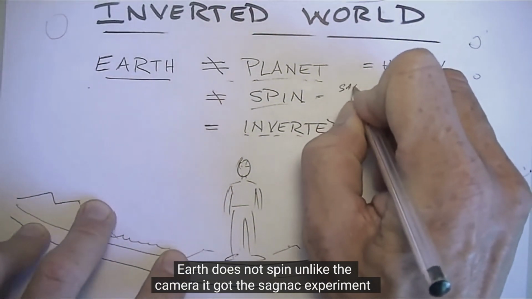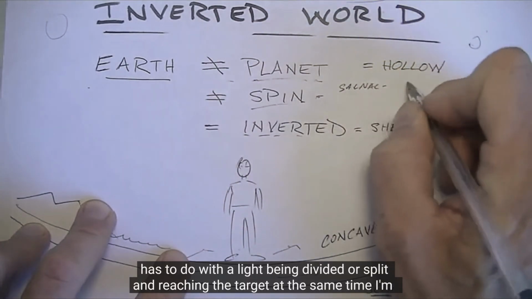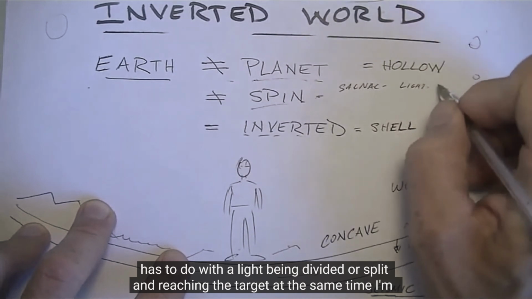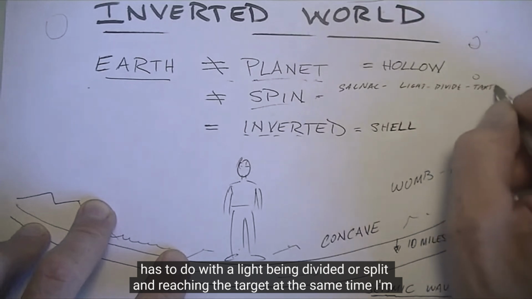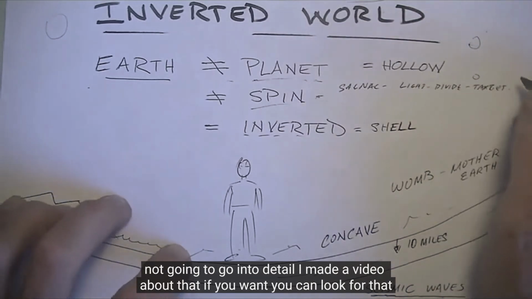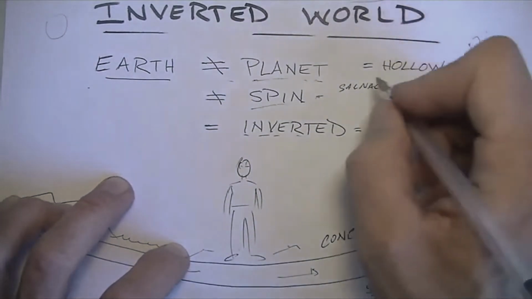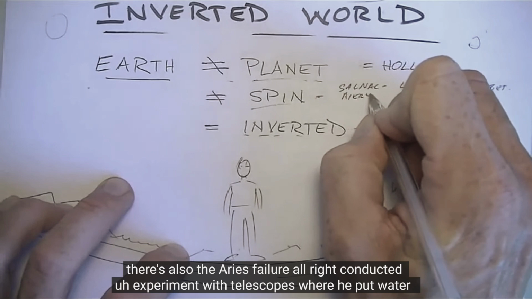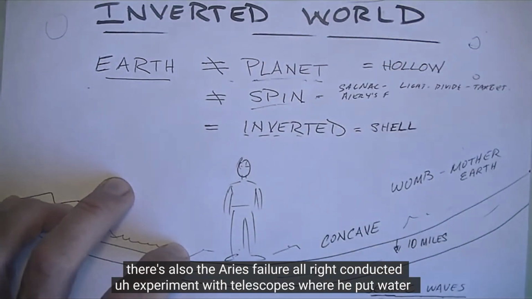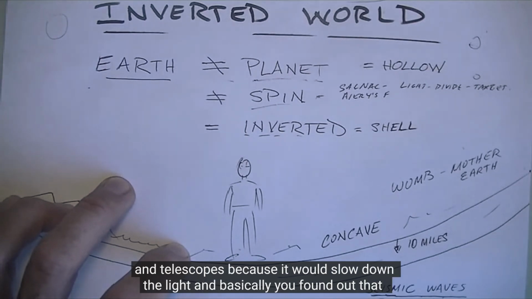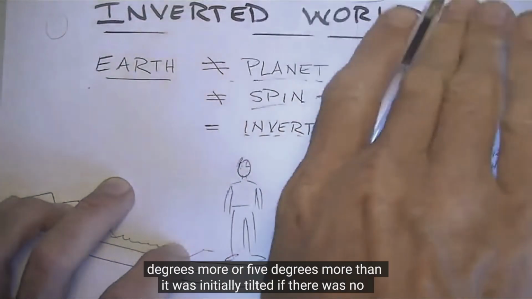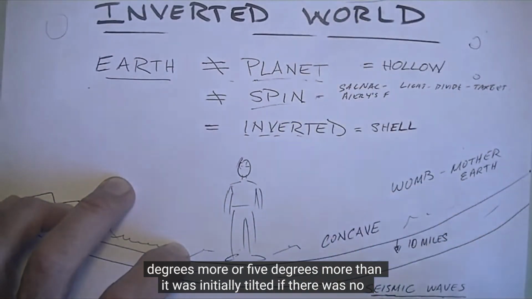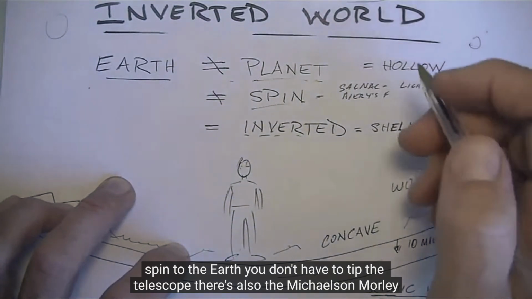Got the Sagnac experiment. It has to do with light being divided or split and reaching the target at the same time. I'm not going to go into detail. I made a video about that. If you want, you can look for that. There's also the Airy failure, where he conducted an experiment with telescopes where he put water in telescopes because it would slow down the light, and basically he found out that if the Earth were spinning, you would have to tilt the telescope more than it was initially tilted. If there was no spin to the Earth, you won't have to tip the telescope.